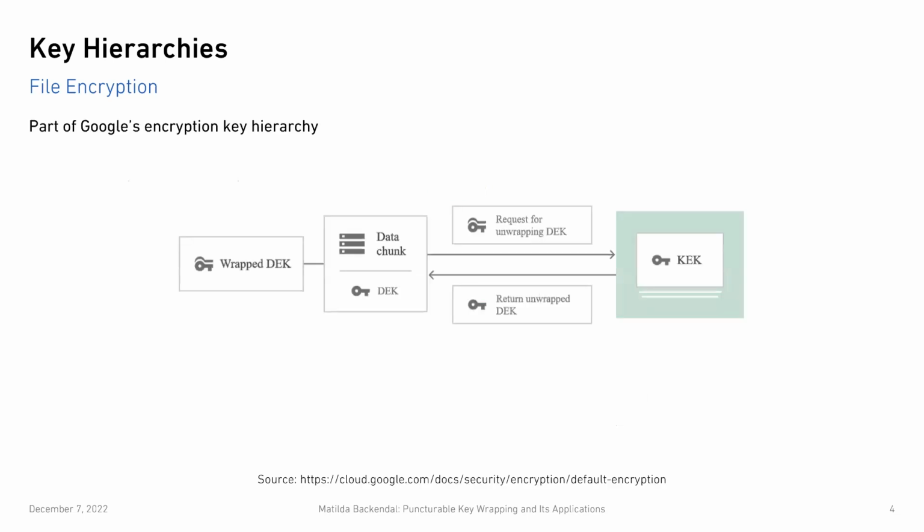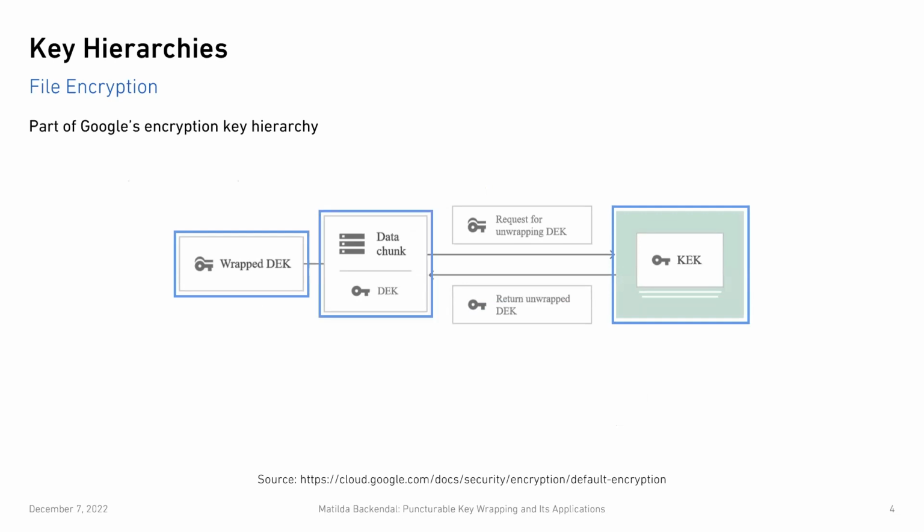Key hierarchies are ubiquitous in practice. For example, this figure is taken from Google Cloud's white paper, where they show their encryption key hierarchy. It's slightly rotated compared to the illustration that I just showed you. If you twist your head like this 90 degrees, you might see the similarities. We have the KEK on the right, the wrapped data encryption keys on the left, and the encrypted files or data chunks in the middle.